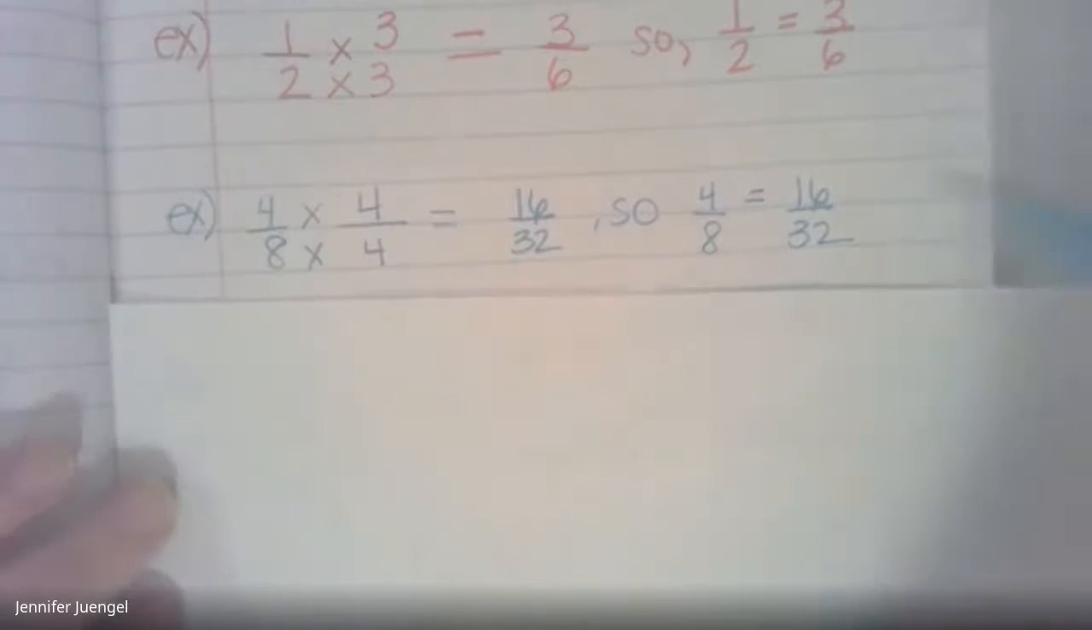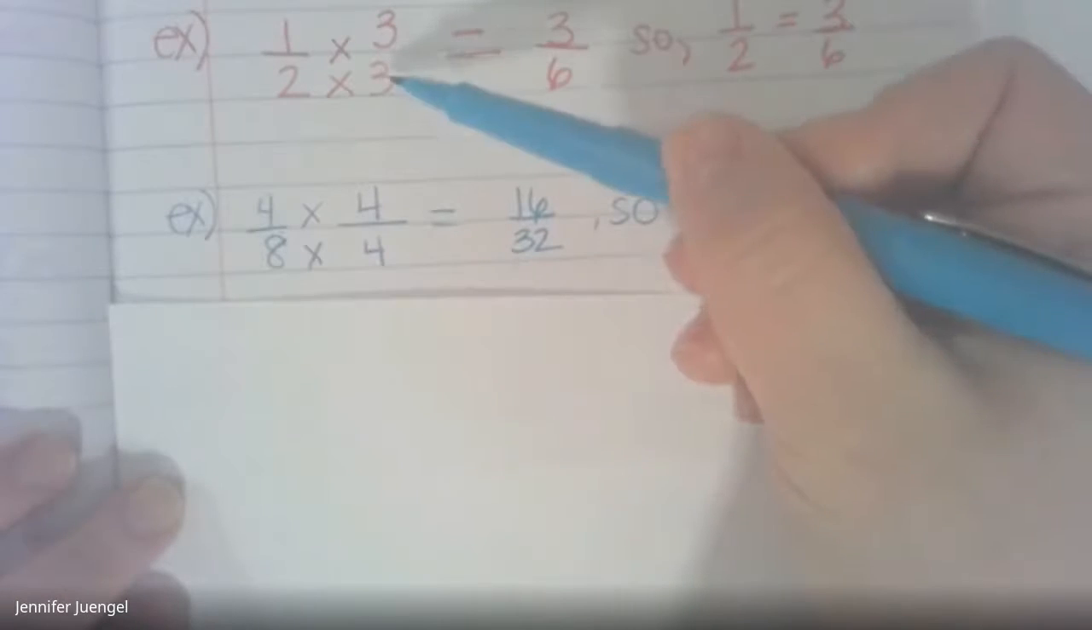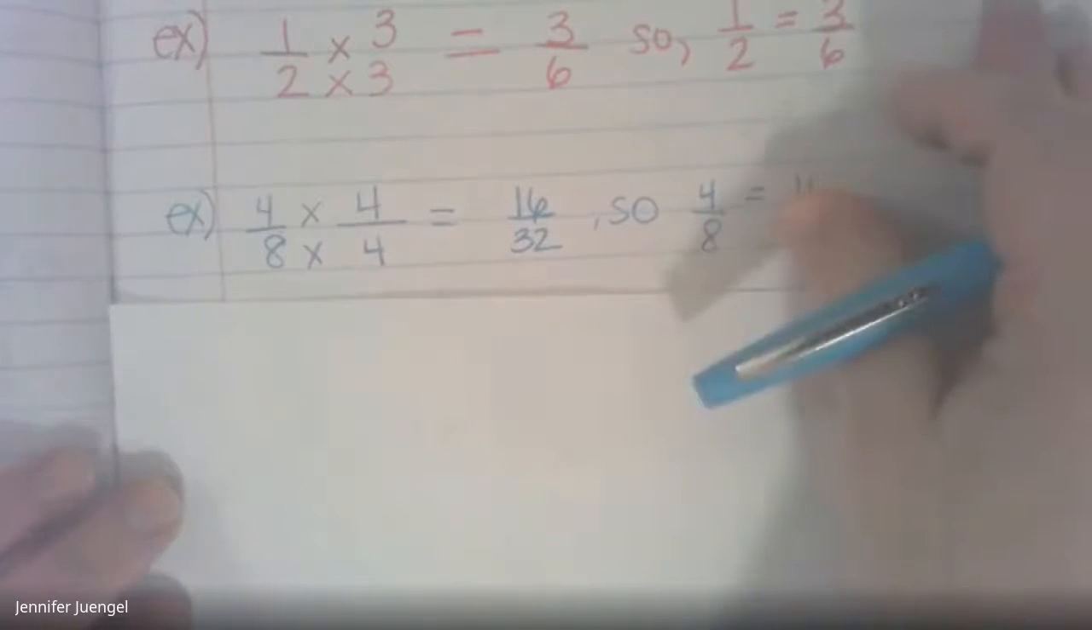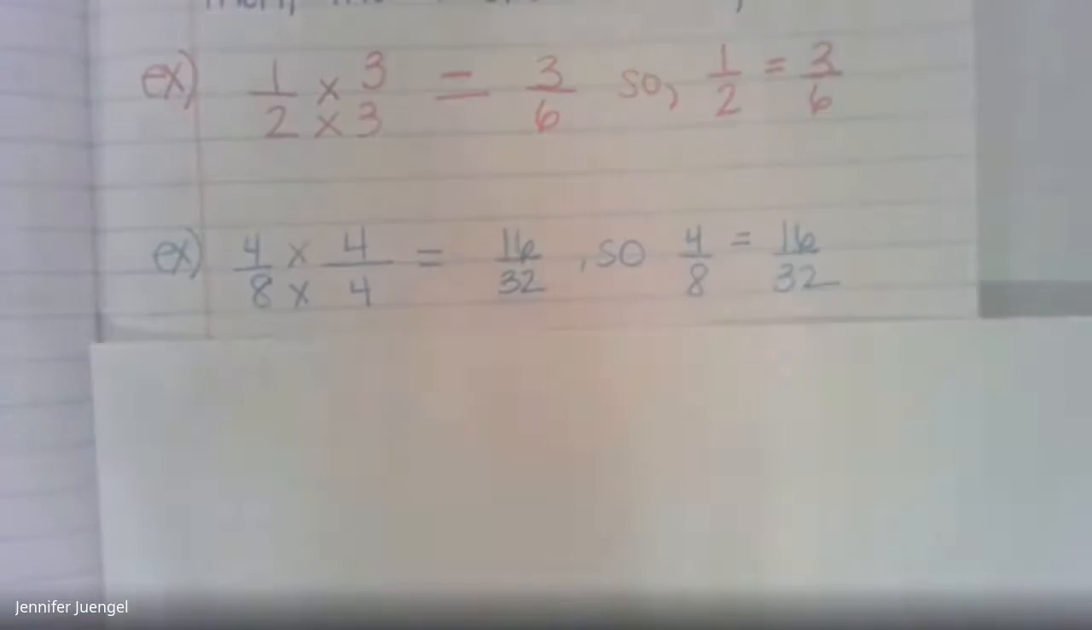Did you see that whatever I do to the bottom, I have to do to the top? The rule is, if I can multiply the whole entire fraction, the numerator and the denominator, by the same number, then the two fractions I'm comparing are equivalent. Let's try one more.